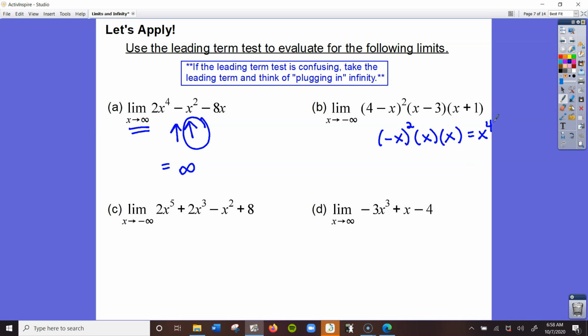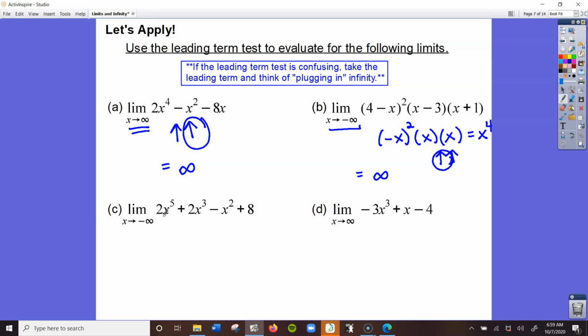It is an even exponent with a positive coefficient, since it's like that invisible one, so both ends would go up. Now this is the limit as x is approaching negative infinity, so we're looking for the left side of the graph. Since the left side would go up, this means that this limit would approach infinity.